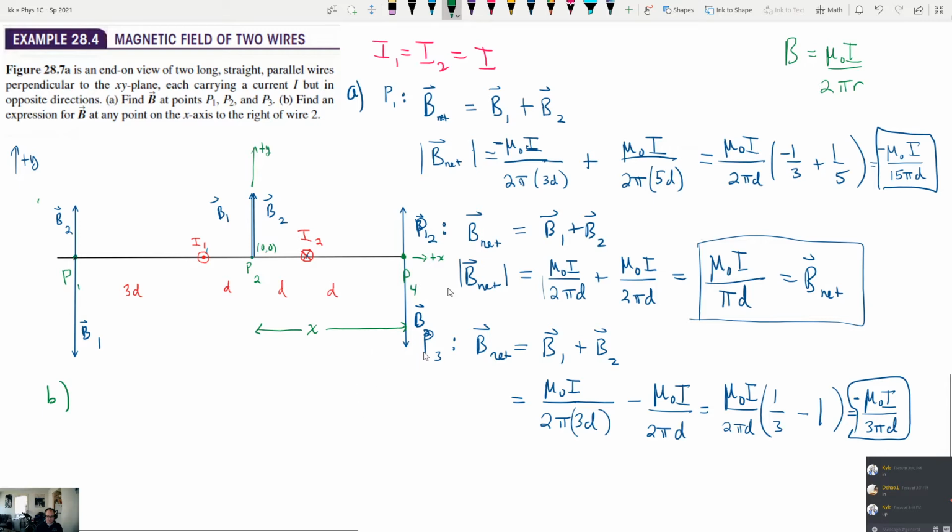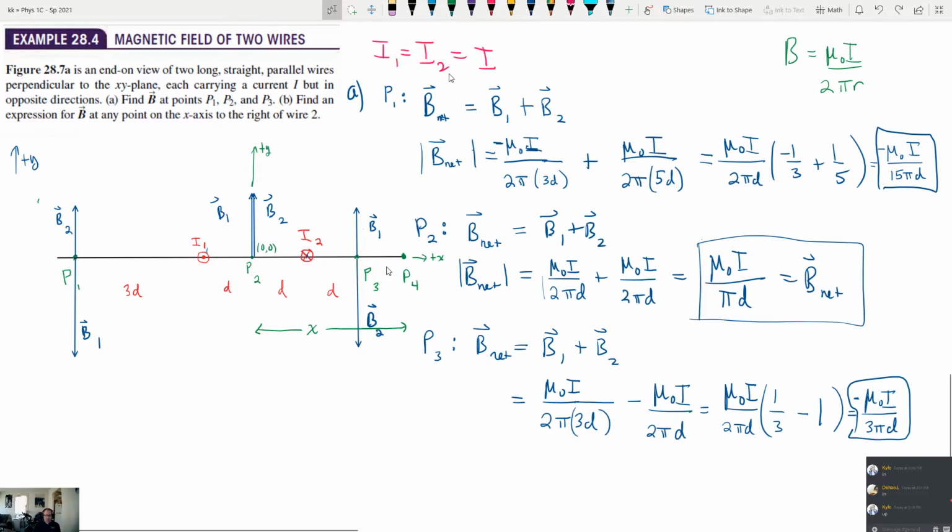Okay. And then, boy, it's just not ideal. Come on, let me click the two. There we go. All right. So, this just got really bad here. Let me just, that's P4. It's a distance x away. We know B1 is up and we know B2 is down, right?